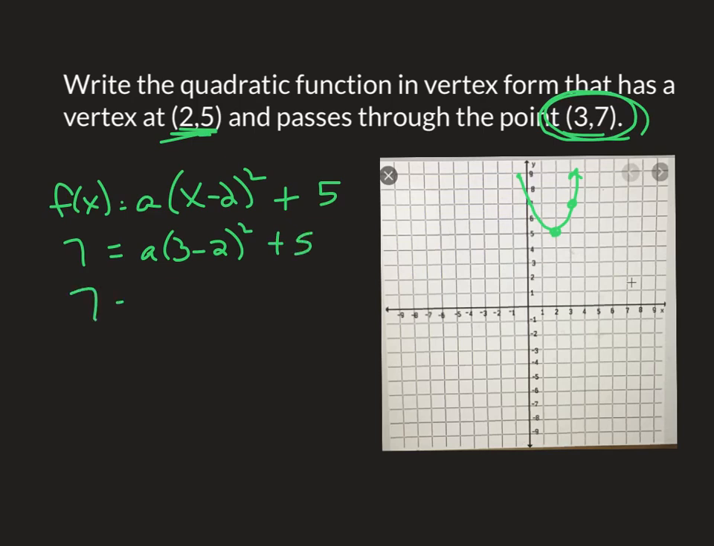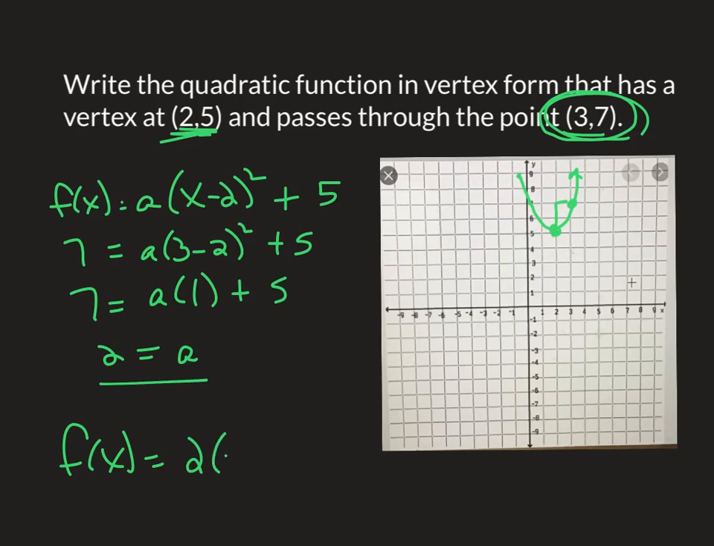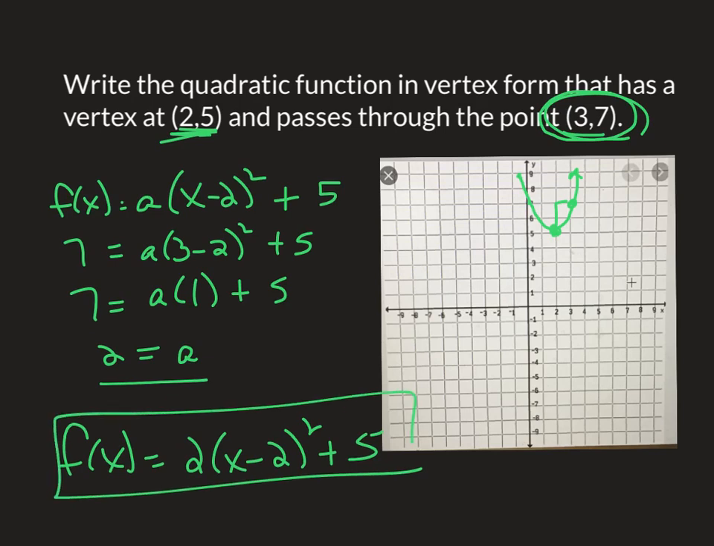So here I go. 3 minus 2 is 1, squared, which is just a times 1, plus 5. If I move the 5 over, I get 2. And 2 makes sense if you look at the graph: from the vertex, one over, up 2. So that's my a. So my final answer, my equation, is just f of x equals 2(x minus 2) squared plus 5. That's the equation in vertex form, which is the kind of form we wanted.